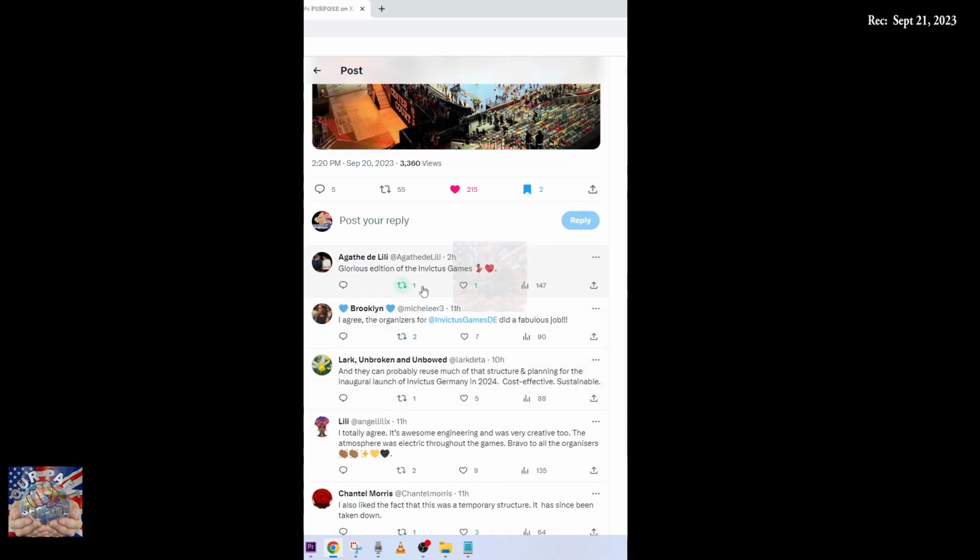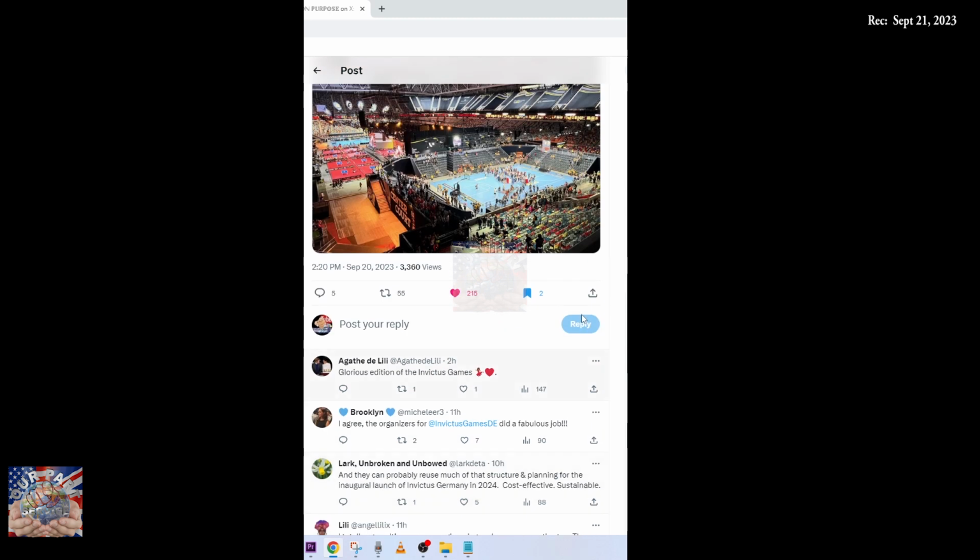Glorious edition of the Invictus Games. I agree. The organizer for Invictus Games Dusseldorf did a fabulous job, and they can probably reuse much of the structures and planning for the inaugural launch of Invictus Games Germany in 2024. Cost effective, sustainable. That's it. That's the thing here. Cost effective, sustainable. And I think this is a perfect blueprint for future hosts.